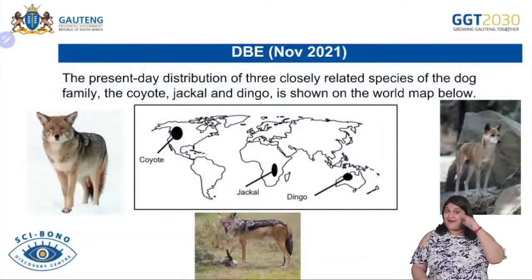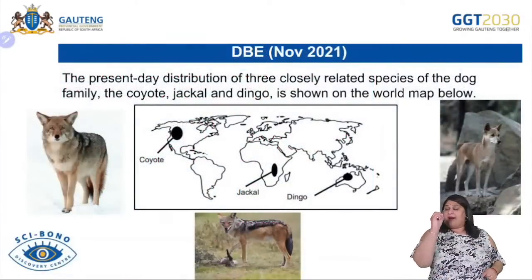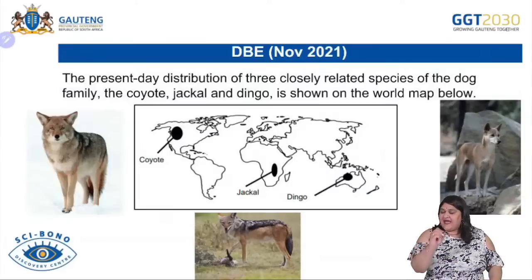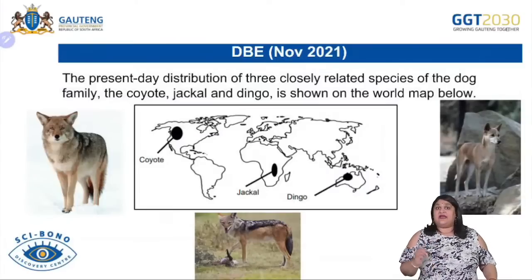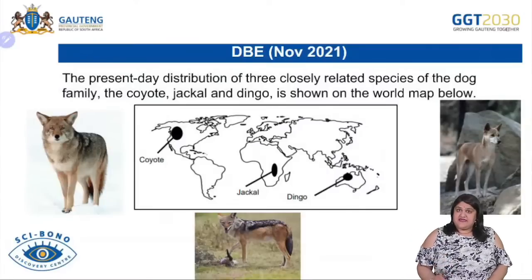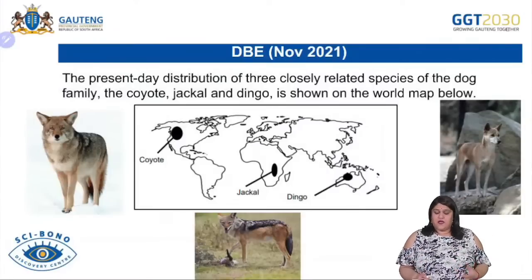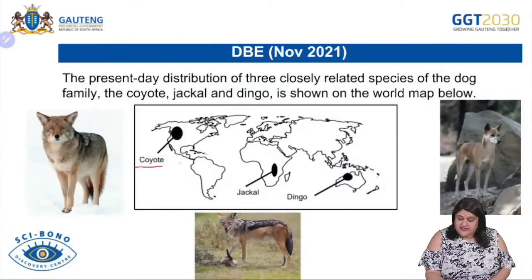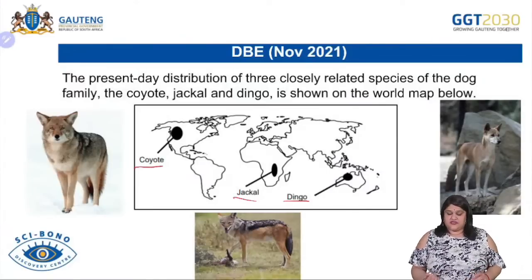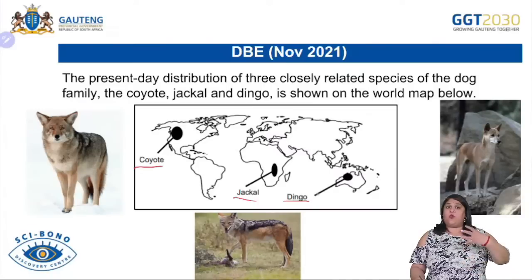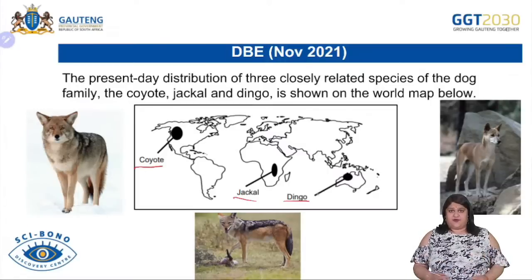We're not going to go through this question. I just put it here to remind me and to remind you that biogeography plays a role. It's a line of evidence that can play a role in speciation. So in this instance, what are we saying here basically? We're saying that these 3, coyote, jackal, and dingo, are now on different continents. But they share similar characteristics, which leads us to believe that they once shared a common ancestor, and they were once on a large landmass. Then they got separated and they changed.